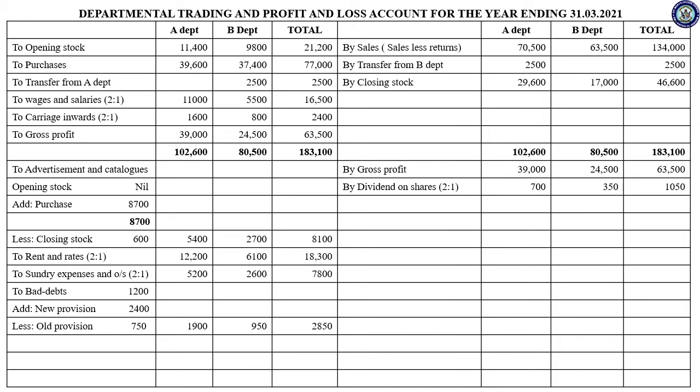So next, the last item, that is depreciation. Depreciation on furniture, that is 10% on furniture. The furniture value is 15,000. On that 10%, it comes to 1500.